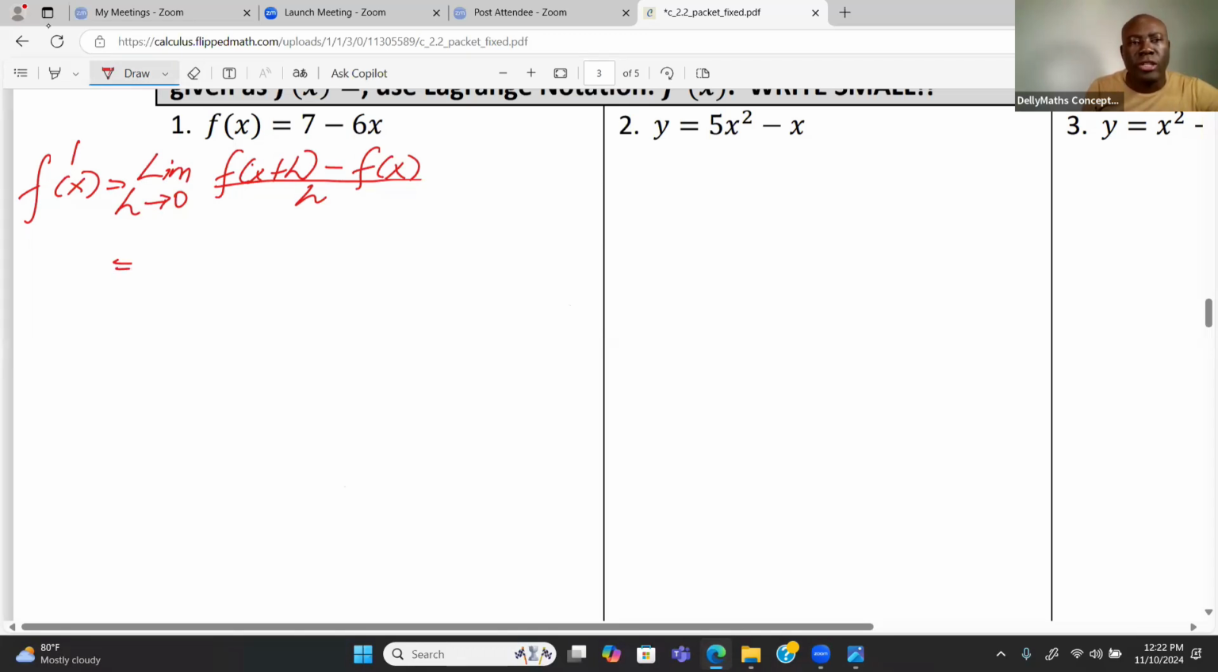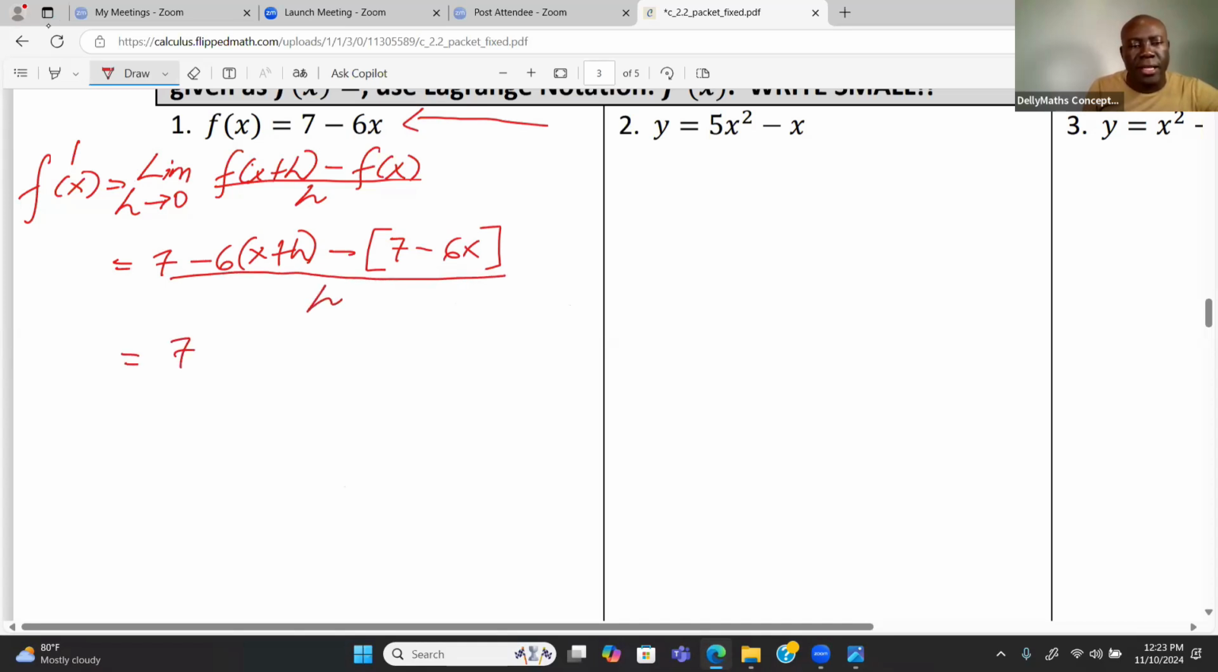In this case, what we're going to do here is we're going to take this function here and substitute, wherever we have x, we're going to have x plus h. So then we're going to subtract f of x, which is 7 minus 6x, and all of this will be over h.